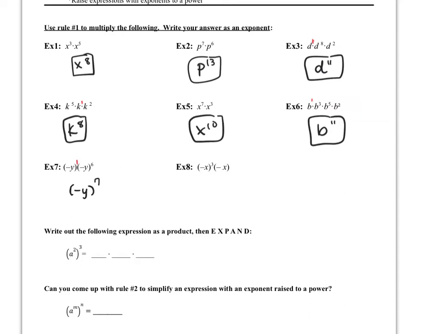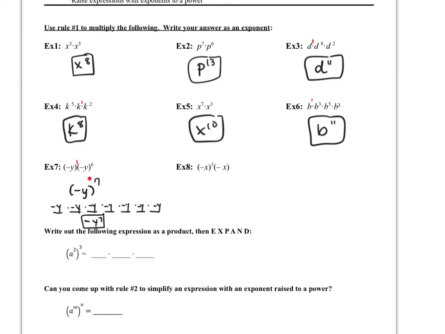But if I were to have 7 slots written out, 1, 2, 3, 4, 5, 6, 7, each with negative y on them, then this means that in the end, since there's an odd number of negative signs, my answer would be negative anyway. So I'm going to simplify this to negative y to the 7th without parentheses.